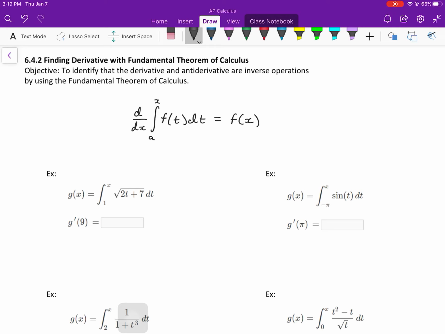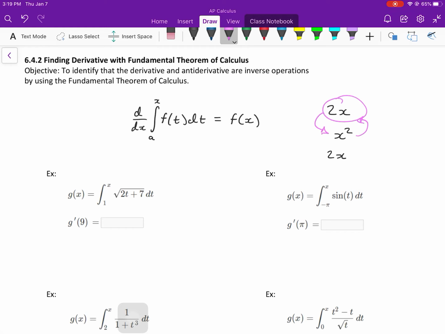For example, we know that the antiderivative of 2x is x squared. So if we take the derivative of that, we just end up back at 2x. So this inverted operation idea, if we take the antiderivative and then the derivative of that, we just end up back where we started. And that's exactly what's going on here.